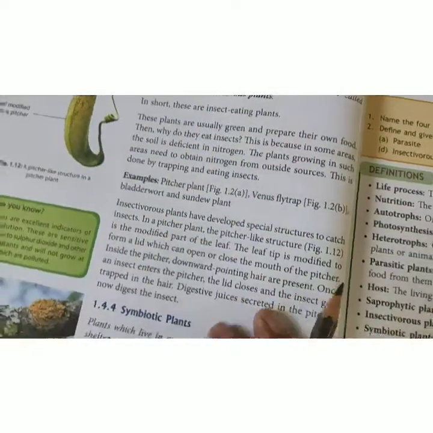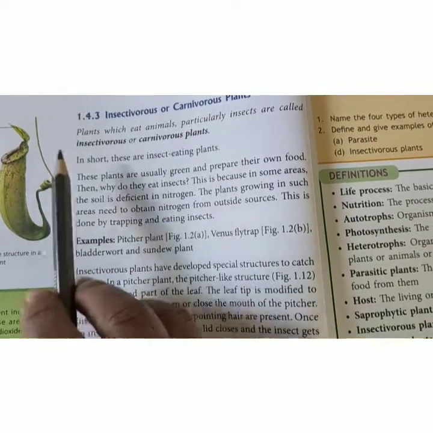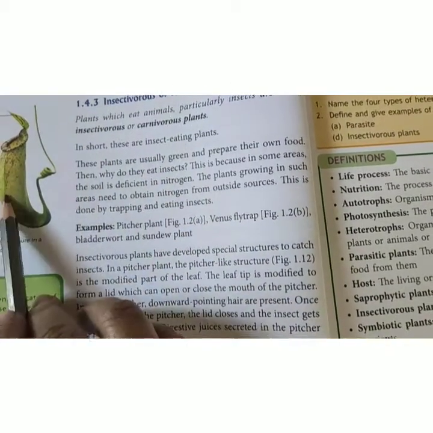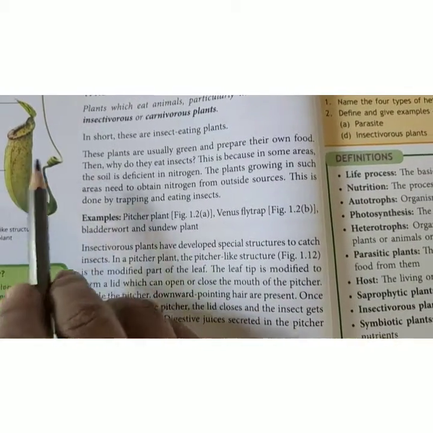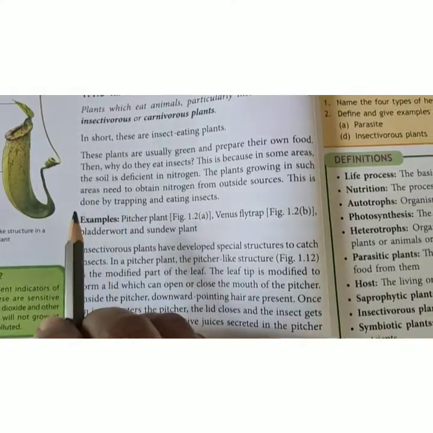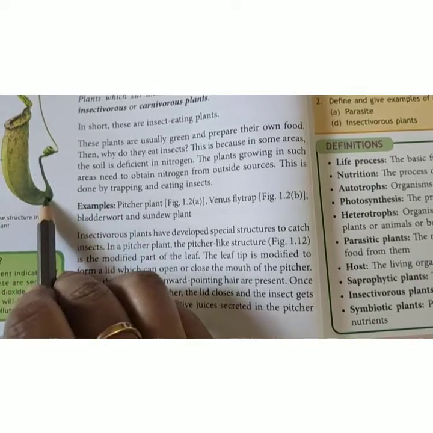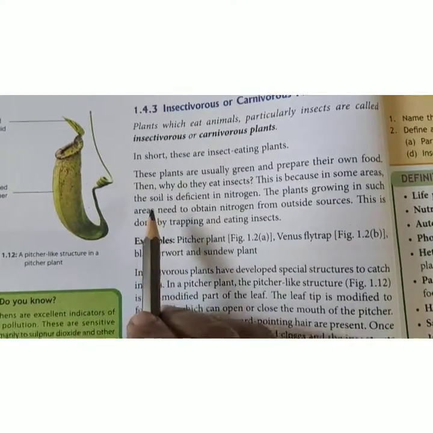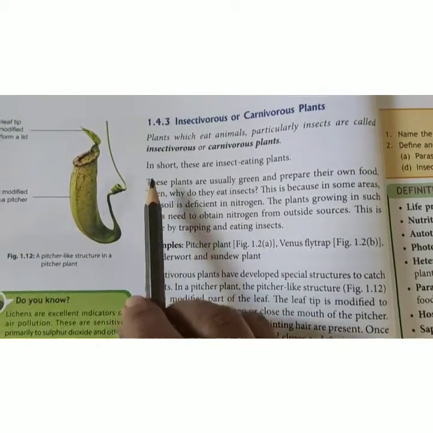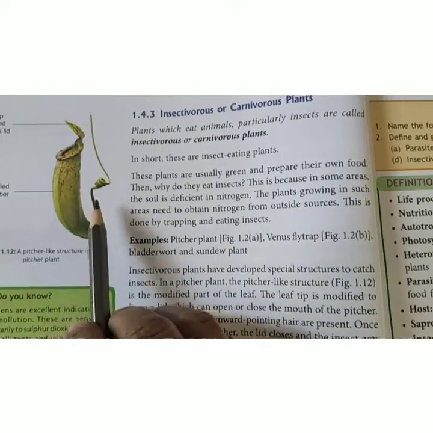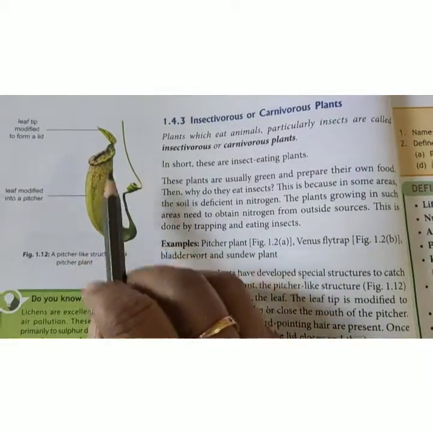Now let's come to insectivorous plants or the carnivorous plants. So plants that eat animals are called insectivorous plants. Now these insect eating plants are mostly green in color. Since they are green in color, they can perform photosynthesis, so why do they have to eat insects? The question can come. It is because some of the plants grow in a soil where the nitrogen is very less. To compensate for that deficiency in nitrogen, these plants eat insects.